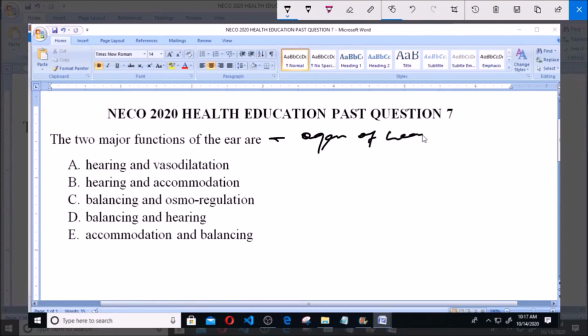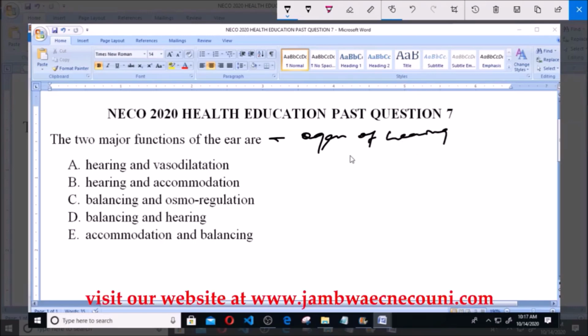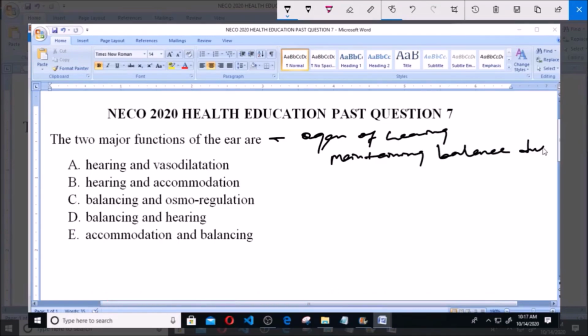of hearing, and the ear doesn't just help in hearing, but it also helps in maintaining balance, due to the presence of fluids in the ear canal. This fluid in the ear canal, known as the endolymph, helps to maintain balance, and so we can say the ear is the organ of balance and hearing.